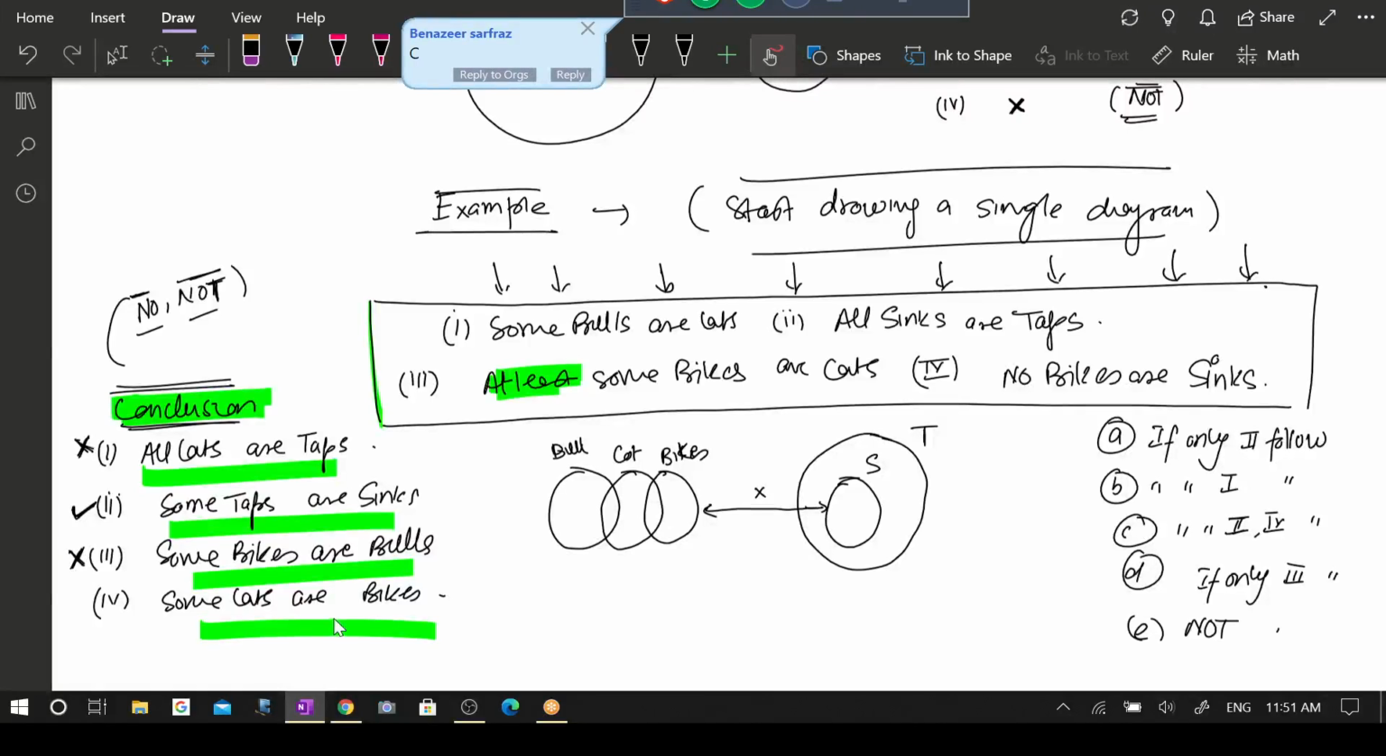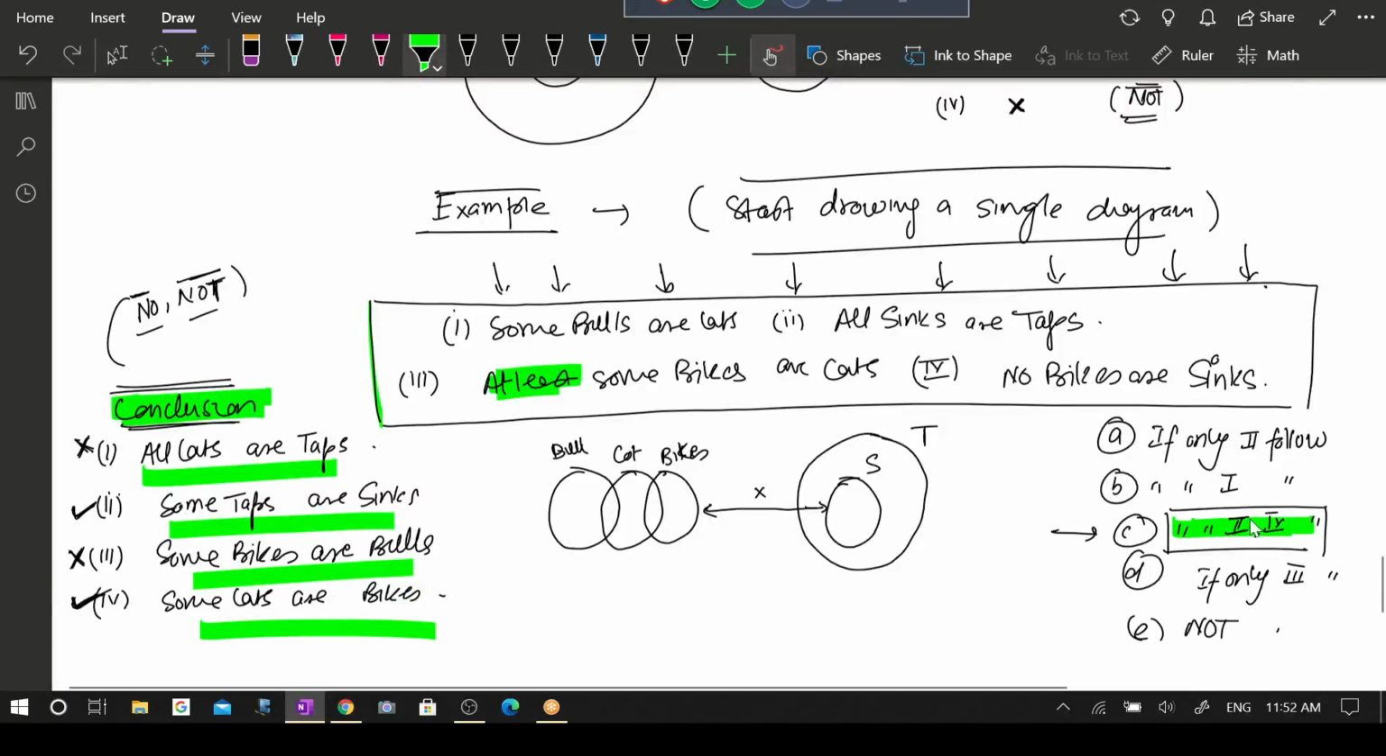And the fourth one, some cats are bikes. This is given to you. At least some bikes are cats. Some A are B means some B are A. So definitely option number C. Only 2 and 4 follow.